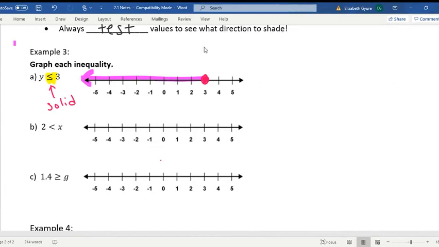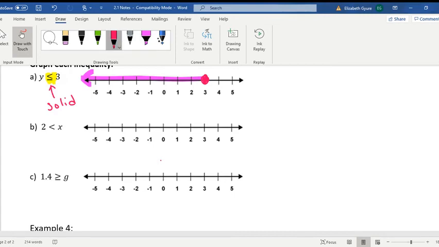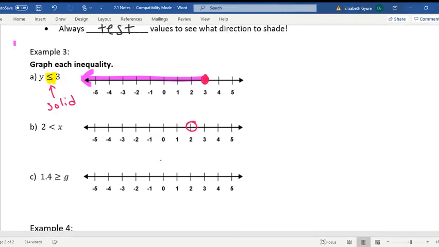All right, so for part B, we have 2 is less than x. So first, let's look at our symbol. We have a less than sign, right? So should that be open or closed? Open, so put an open circle at 2. So this one would be an empty or an open circle, however you want to think about it.